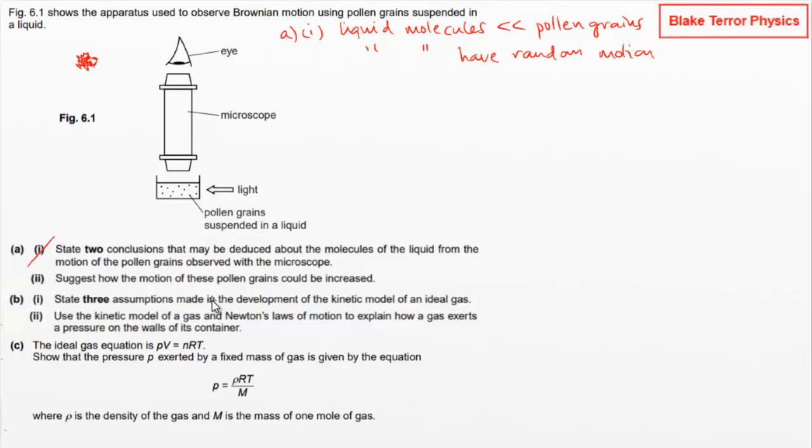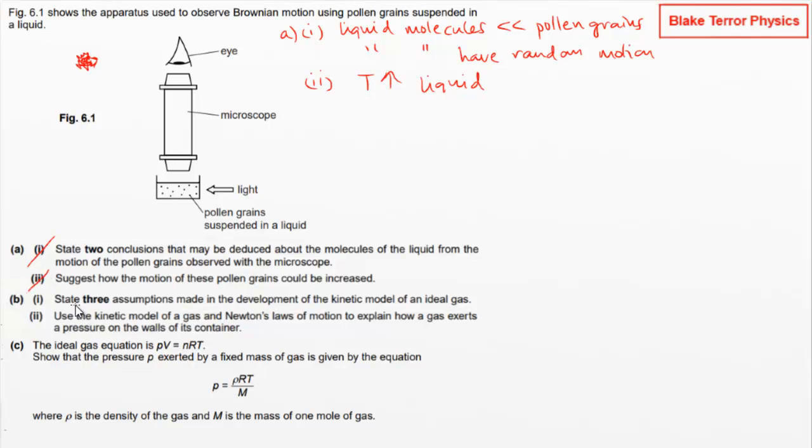Suggest how the motion of these pollen grains could be increased. Well, if we're going to increase the motion of the pollen grains, we need them to be getting hit harder by the liquid molecules. So we need more energy in the liquid. So we need to raise the temperature of the liquid. That will mean that we've got more energy to impart onto the pollen grains.